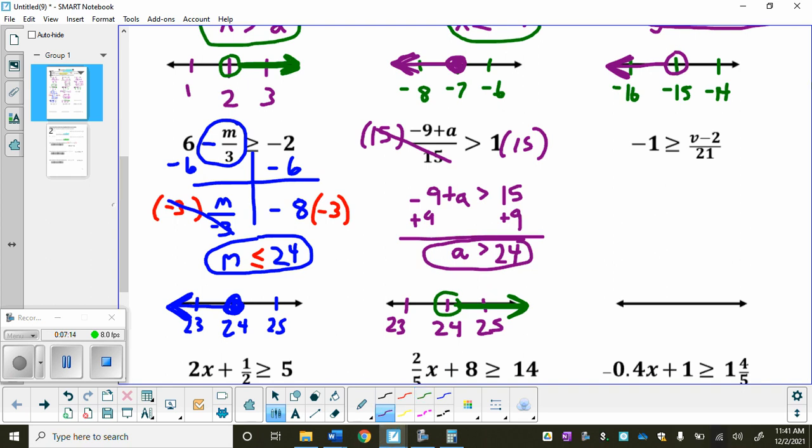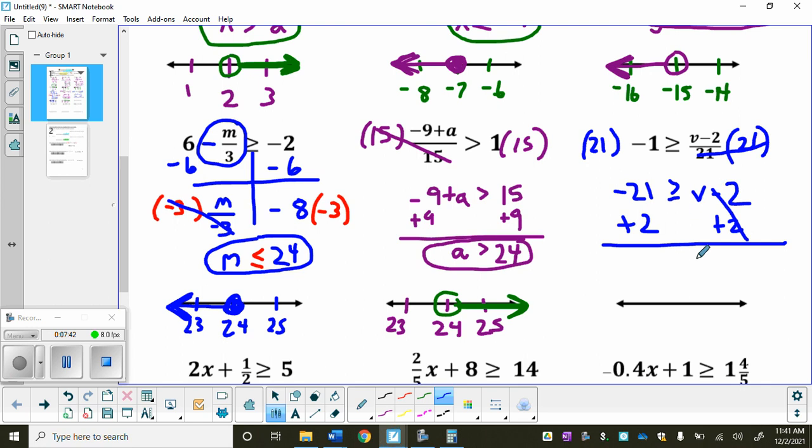Here's another one quite similar, where again you have a constant in the numerator. So for this one, let's get rid of the 21 first. Let's get rid of that denominator first. We're going to multiply both sides by the denominator. It's not negative, so I'm not going to flip my symbol. I'm going to leave it. Over here, I get a negative 21. And over here, this cancels out, and I just have v minus 2. Now we're going to add 2. Add 2.